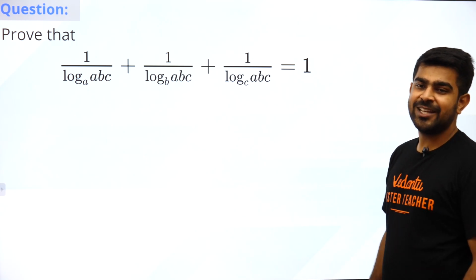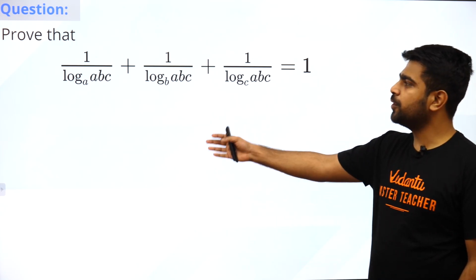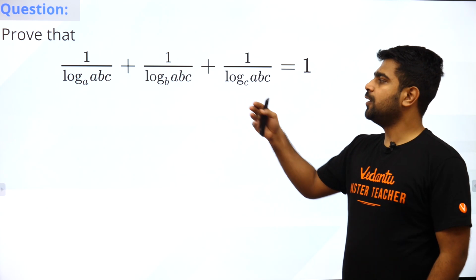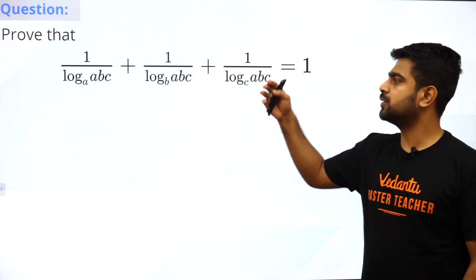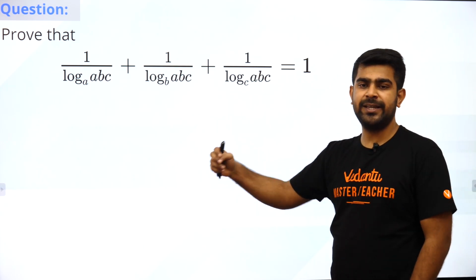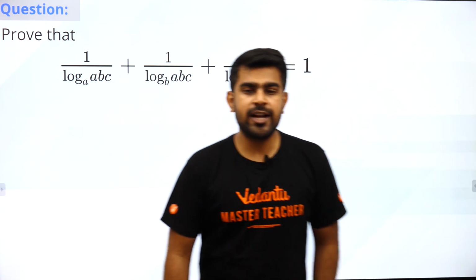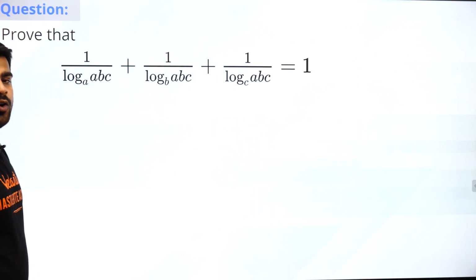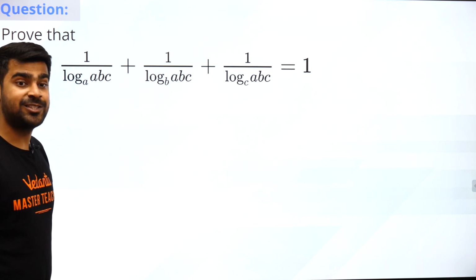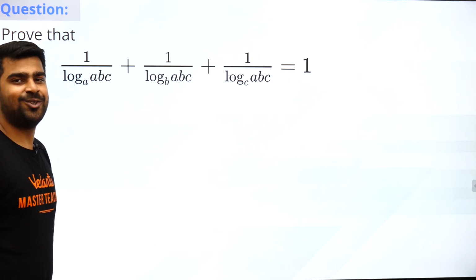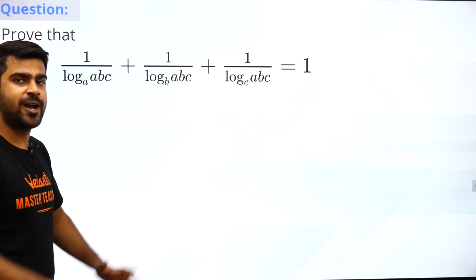Perfect. So let's start off with the easy one. I want all of you to try it out. Prove that 1 by log ABC base A plus 1 by log ABC base B plus 1 by log ABC base C equals 1. So let us try to prove it quickly. All those who want to try, please pause the video. You know the deal. Pause it, try it, and then come join us.